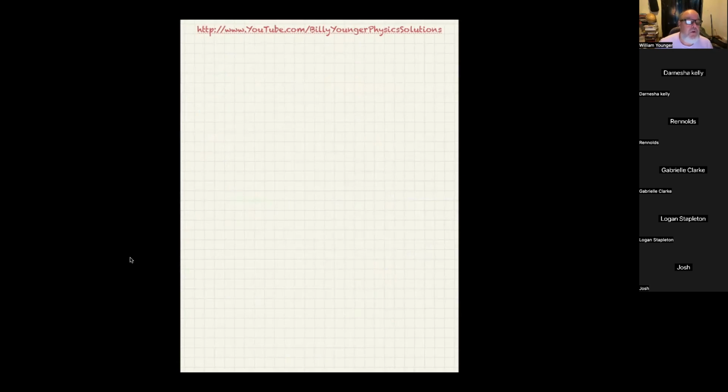The roller coaster car in example 8.4 reaches a vertical height of only 25 meters on the second hill, where it slows to a momentary stop. 8-16. I'm trying to see if this is the same roller coaster that we did before. It's a slightly different roller coaster.